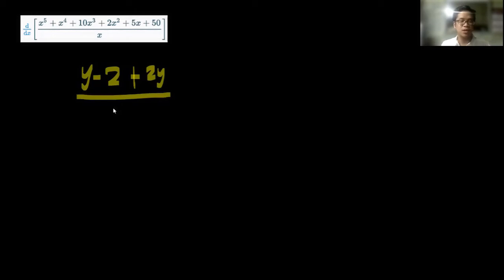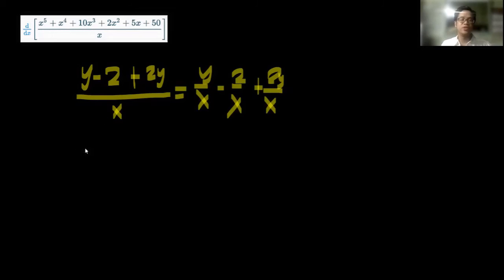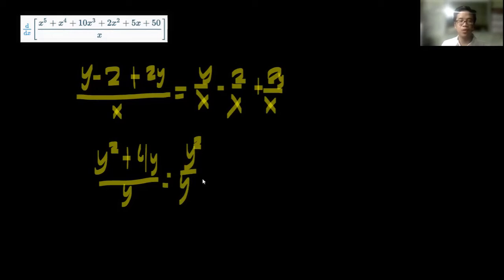There you go. Let's just say I have y minus 2 plus, let's just say 2y, all right? Then my denominator is, let's just say x. So this is just the same as y over x minus 2 over x plus 2y over x. Right? Let me give you another example. What if I have, let's just say, again, y squared plus 4y, and then I have over y. So this is just the same as y squared over y plus 4y over y.